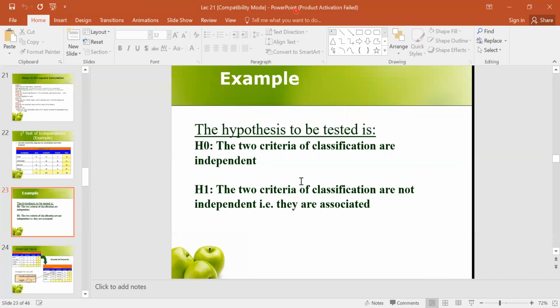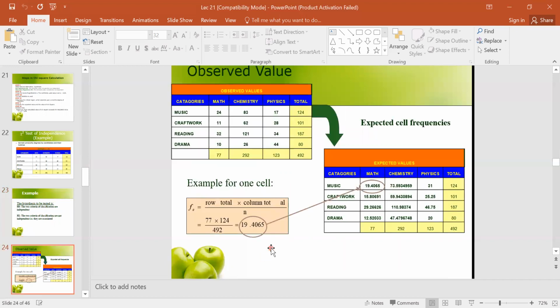So this is our stated hypothesis for this problem. The two criteria of classification are independent, as the hobbies and degrees earned are independent. In other words, there is no association between the hobbies of students and their degrees earned. Now we want to test it. We fill in the columns of observed frequency and expected frequency. We calculate these expected values from the observed table, and these are our expected results.